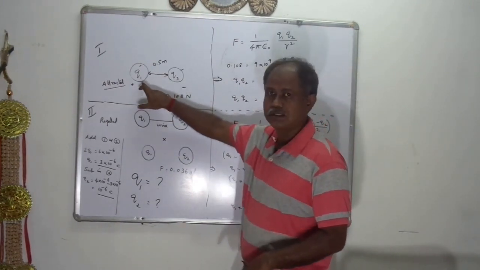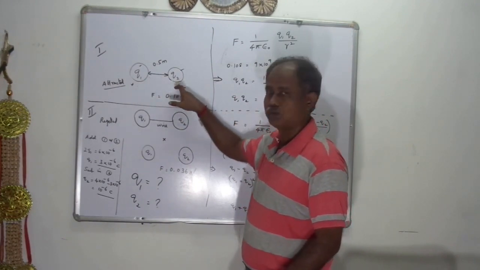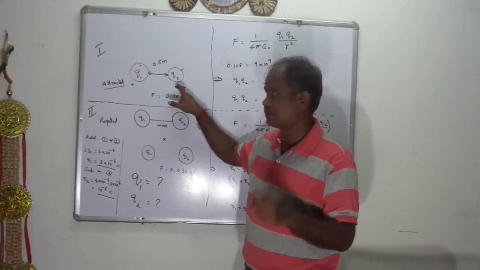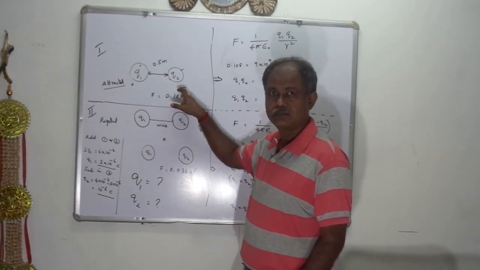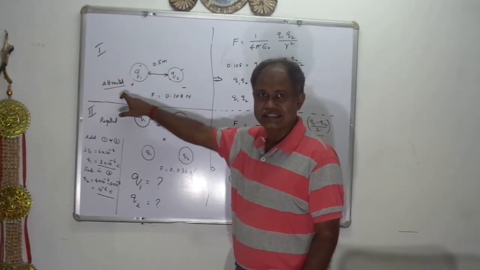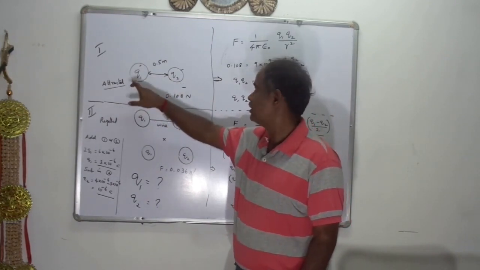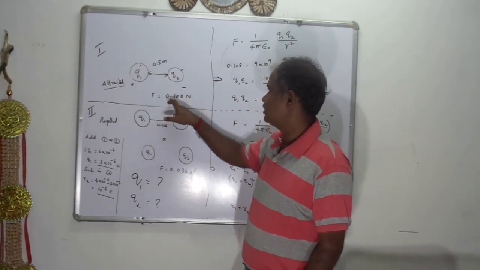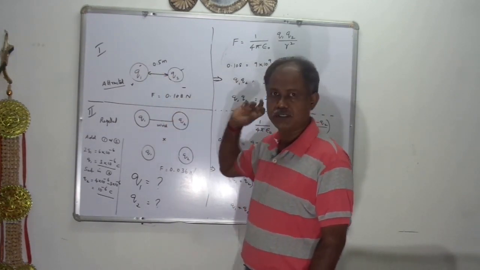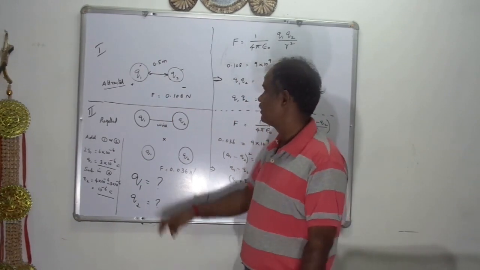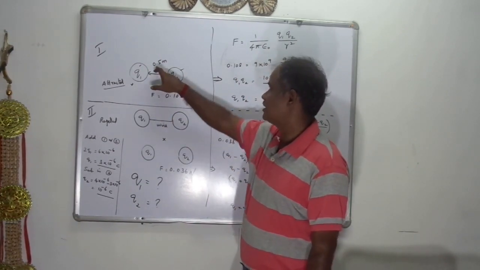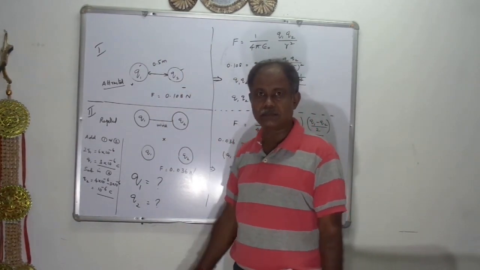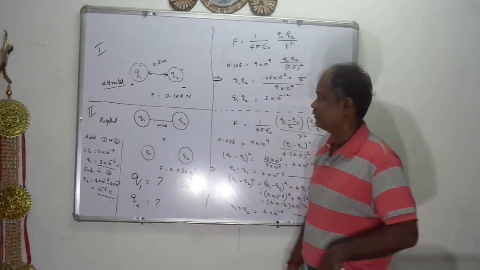Here there are two charges, Q1 and Q2, which attract each other with a force of 0.108 Newton. The separation, the distance between them, is 0.5 meter.